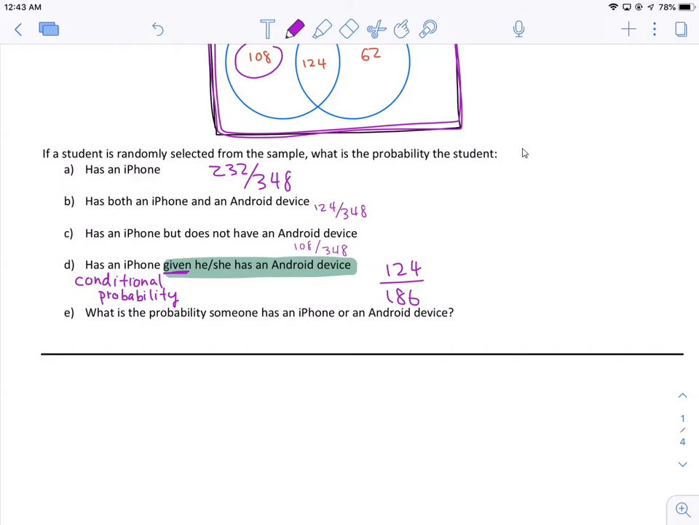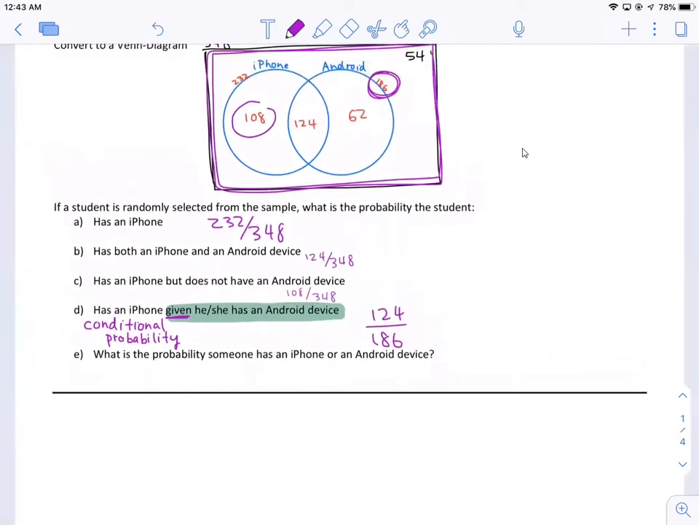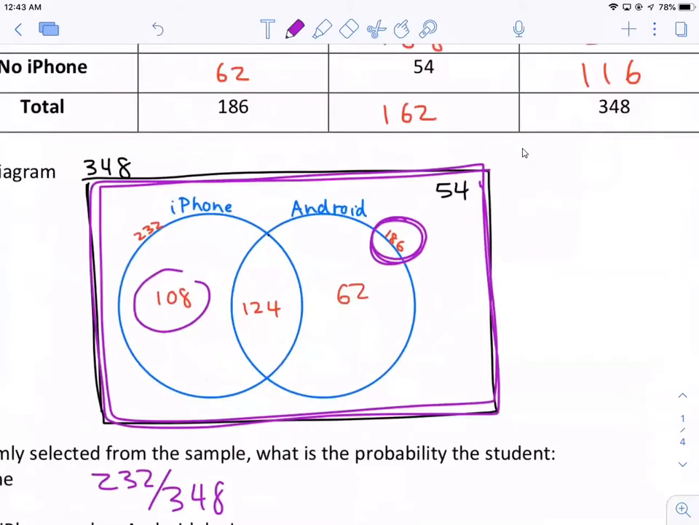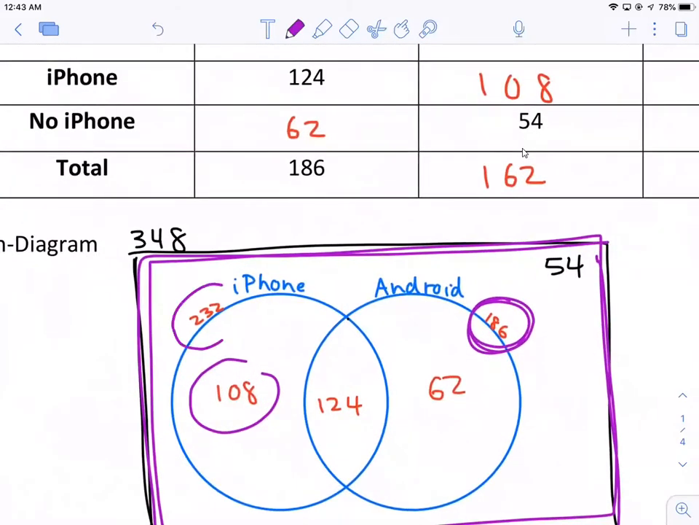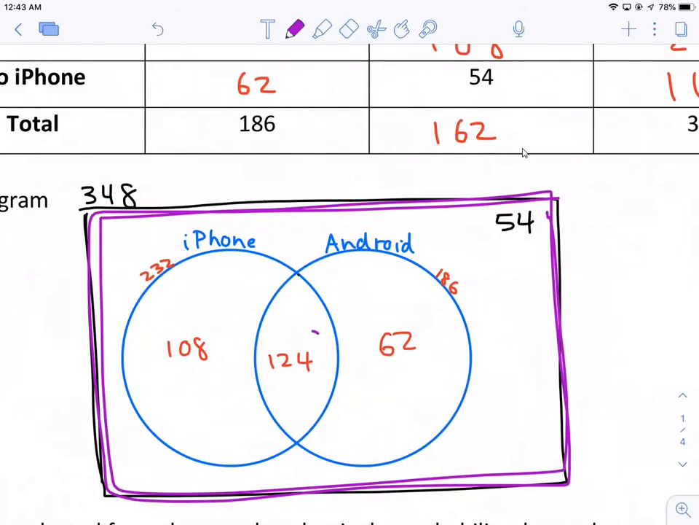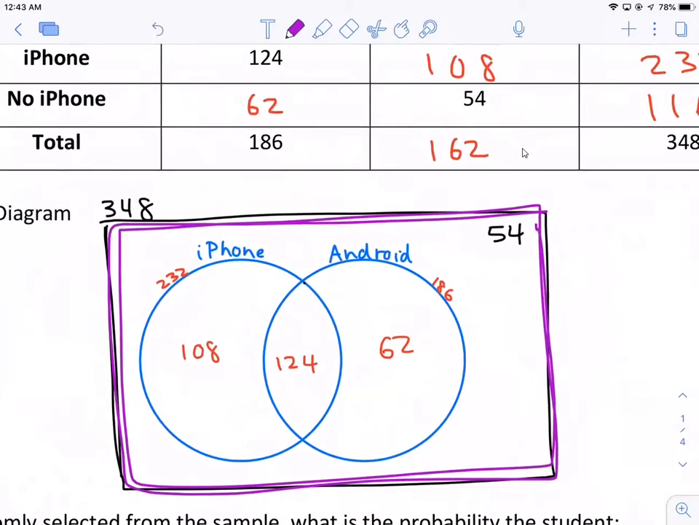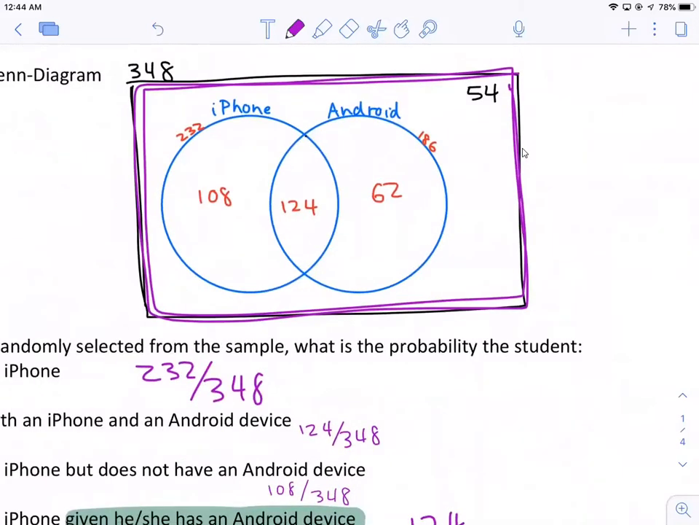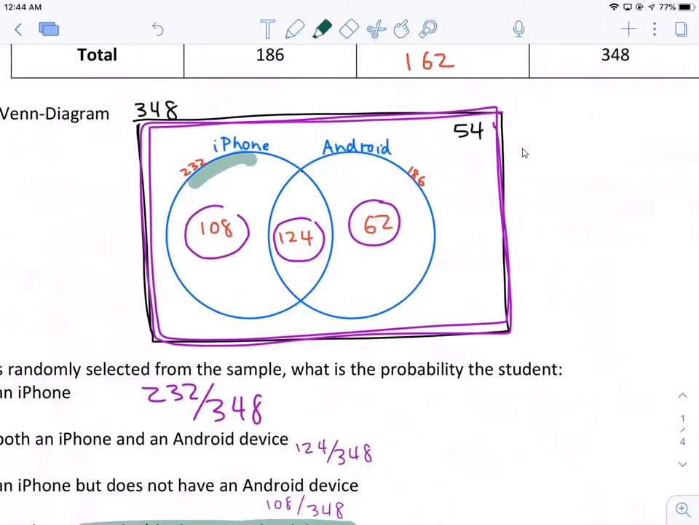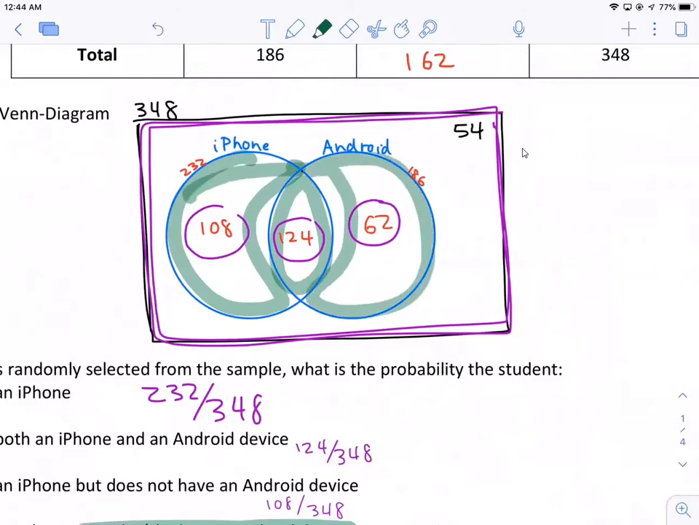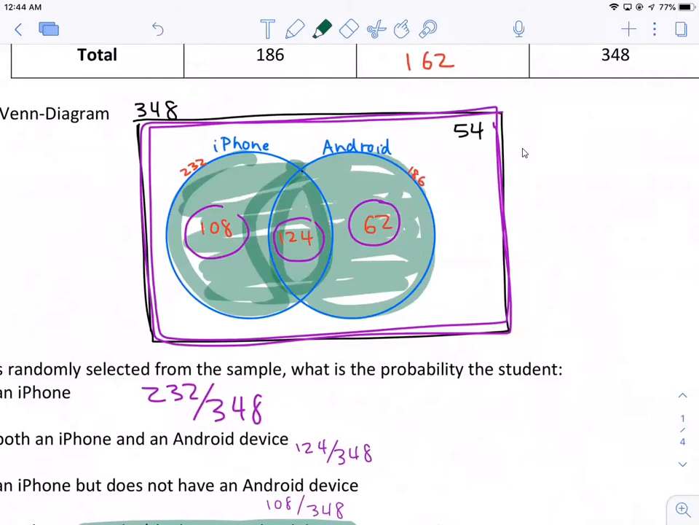And what is the probability that someone has an iPhone or an Android device? So iPhone or an Android, you might be thinking we can just add up these two numbers. But that's going to be more than 348. And that's because we're double counting this 124 if we just add up those two numbers. So using the Venn diagram, what you would do is 108 plus 62 plus 124, because 108 gives you this part, 124 gives you that part, and 62 gives you that part. So altogether, that's the entire set of iPhone or Android users.